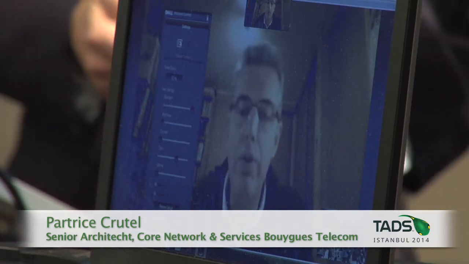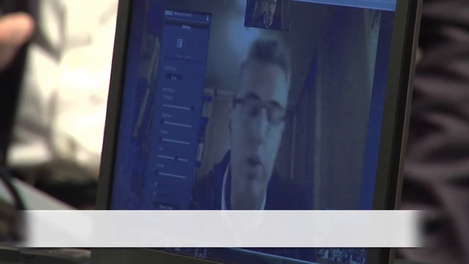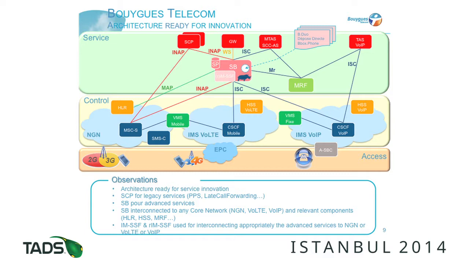So what we have done before we thought about service innovation is that we have restructured our architecture. We are a fixed mobile operator, so as you see, we have various core networks: an NGN core network, an IMS VoLTE, and also an IMS for fixed network. We had for a long time a tricky mix of applications within the network without a real definition of structure. So we decided to rethink our service layer.